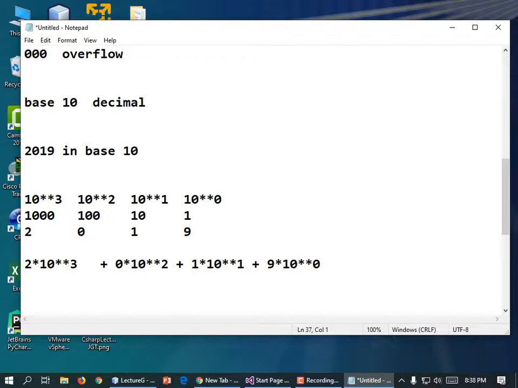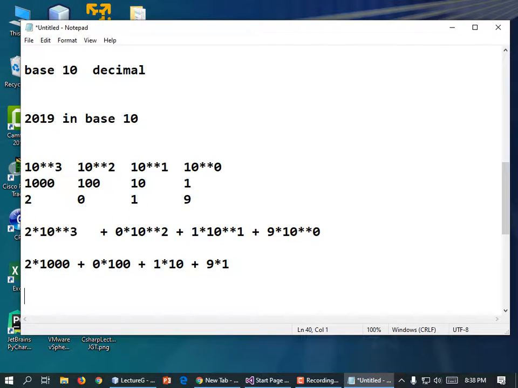Or in other words, 2 times 1,000 plus 0 times 100 plus 1 times 10 plus 9 times 1, which of course is 2,000 plus 0 plus 10 plus 9 equals, lo and behold, we have converted from base 10 to base 10. Big accomplishment.